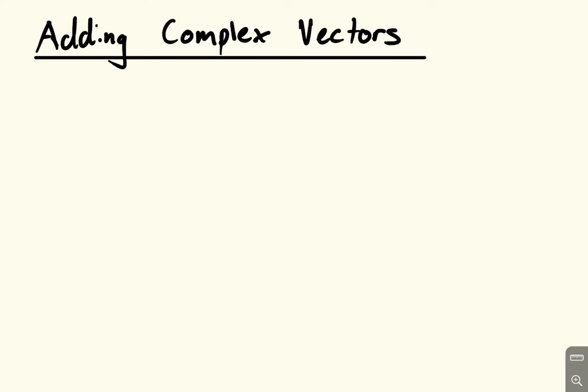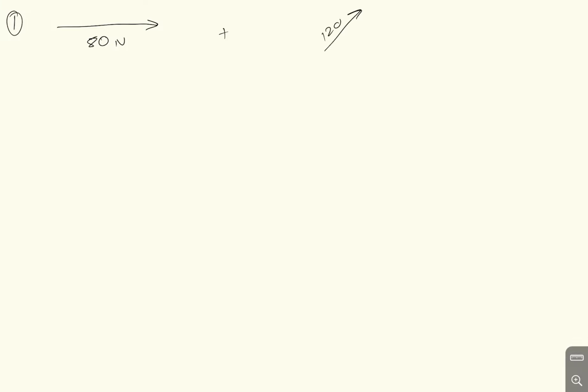Hey everyone, so today we're going to go over how to add complex vectors. Now, for the first example, we're going to have 80 newtons going to the right as our F1, and then we're going to have 120 newtons going diagonally at a 30-degree angle as our F2. Now, what's the resultant sum vector?